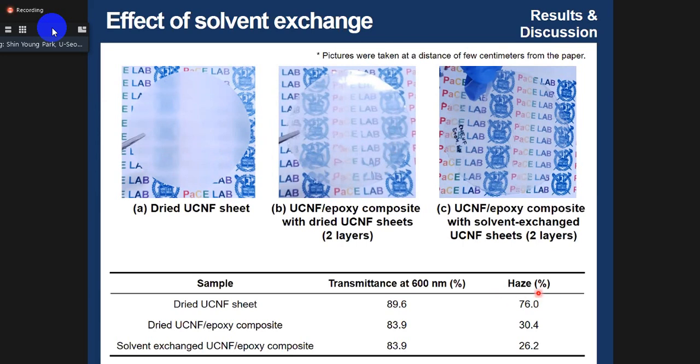The haze value of the dried CNF sheet was about 76%, but that of the composite with dried CNF decreased to 30%, and after solvent exchange, it decreased further to 26%.